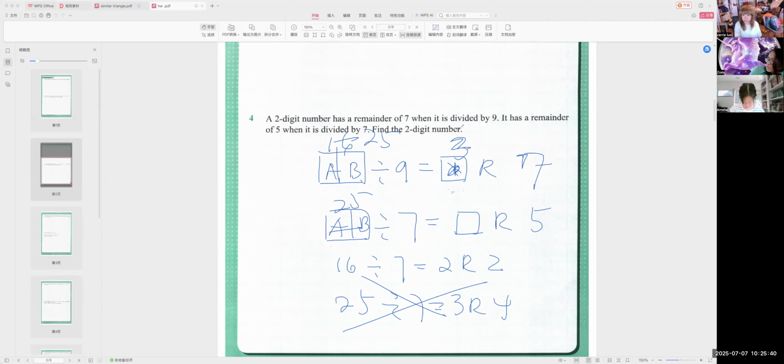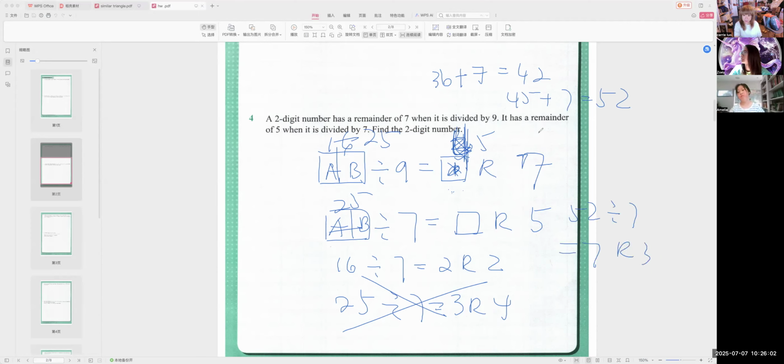So did you find out the answer, Zoe? Not yet. So 4 times 9 equals 36, plus 7 equals 43. 43 divided by 7, there's no remainder, so it's not 4. Let's try 5. 5 times 9 is 45, plus 7 equals 52. So 52 divided by 7 equals 7, 49, remainder 3.